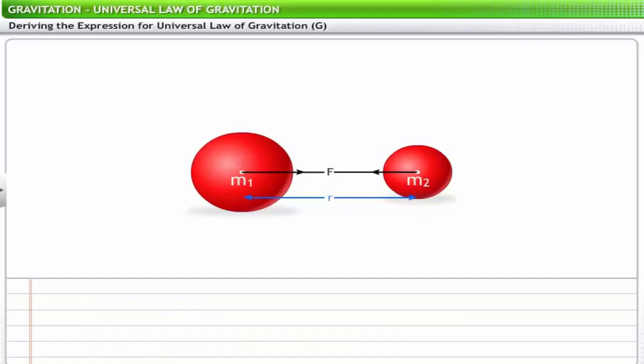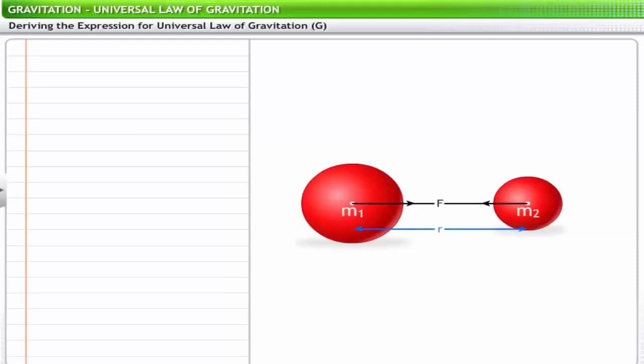According to Newton's universal law of gravitation, gravitational force between two bodies, F, is directly proportional to the product of masses of both the bodies, m1 and m2, and inversely proportional to the square of the distance between them, r. By combining both these relationships, we get the gravitational force between the bodies as F proportional to m1 m2 divided by r square. To equate this relationship, we use a constant of proportionality, G, which is the universal gravitational constant. This gives us F is equal to G m1 m2 divided by r square.